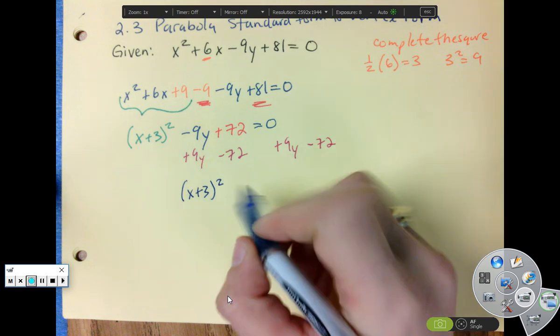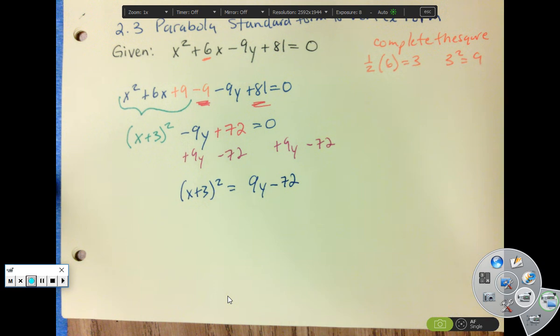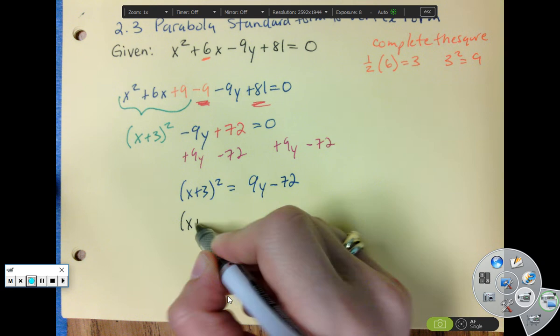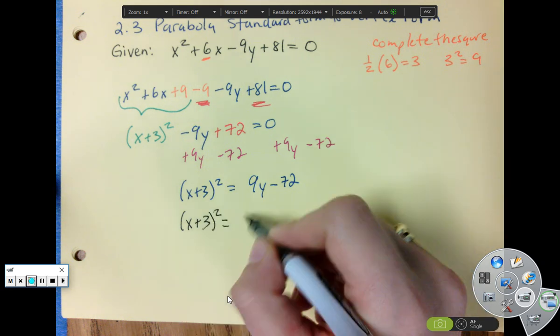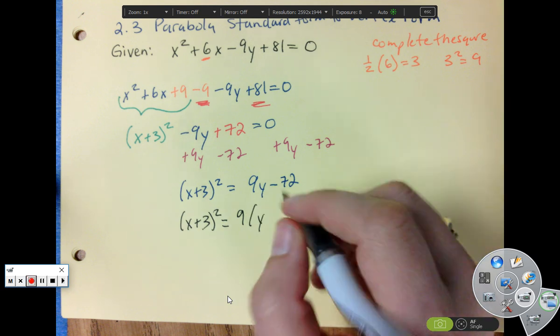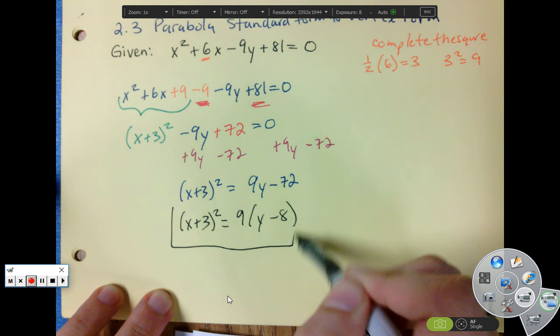Now this is still not vertex form because I can't identify easily what my k is. So I have to factor out the 9. My final answer will be x plus 3 squared equals 9 times, dividing out the 9, 72 divided by 9 is 8, so y minus 8. So this is my final answer in vertex form, because from here I can identify things very quickly, right?